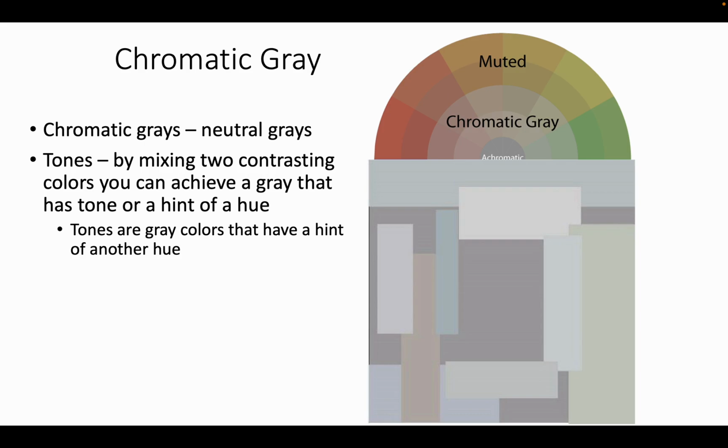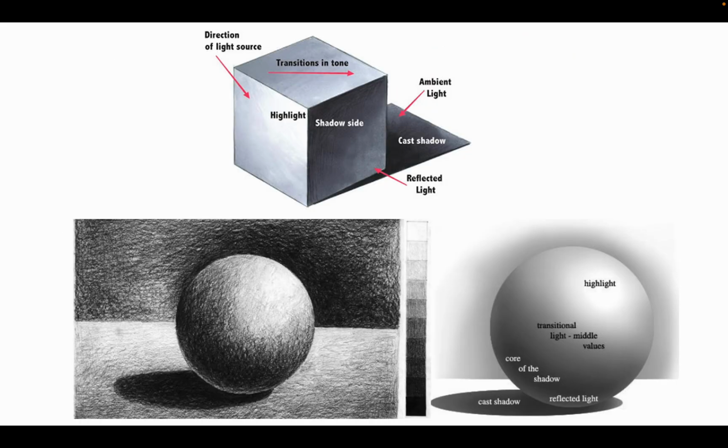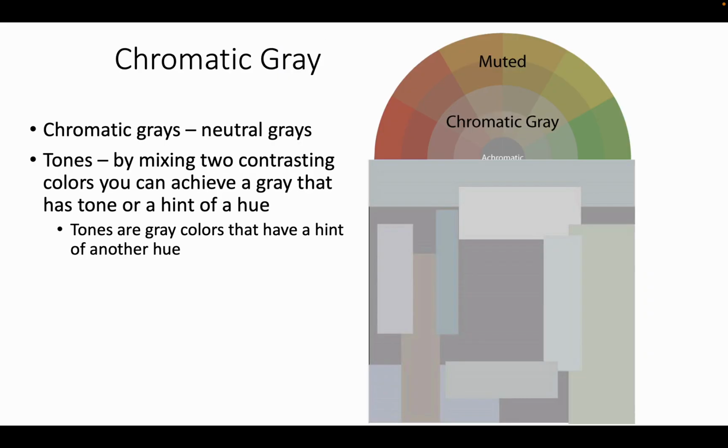Chromatic grays are simply colored grays. And colored grays in basic color theory are typically mixed using complements, but we'll get to that when y'all take painting. The tones are mixing 2 contrasting colors that can achieve a hint of color itself.